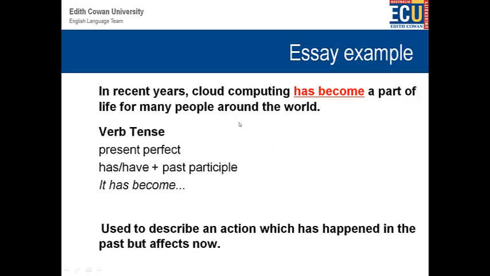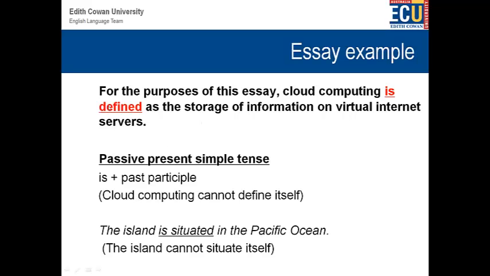Here we go. Talking about that in a bit more detail. So, has become a part of life. Verb tense, present perfect. How do we make the present perfect? Well, just to repeat, we use has or have plus past participle. It has become. It affects now. Is defined as. So, just repeating, we use passive present simple tense. We're using is plus past participle. Cloud computing cannot define itself. Another example, the island is situated in the Pacific Ocean. Well, the island cannot situate itself. So, it's passive. We use the passive form of the verb there.